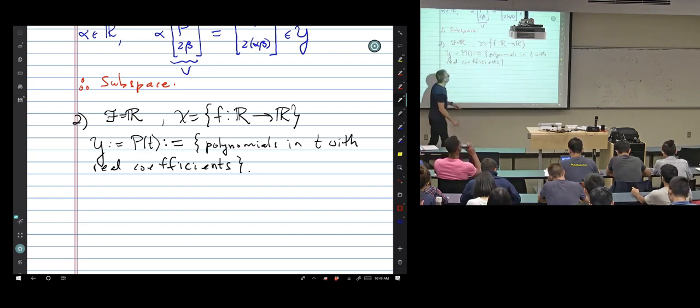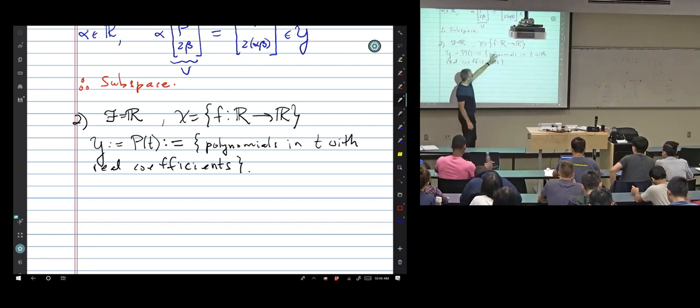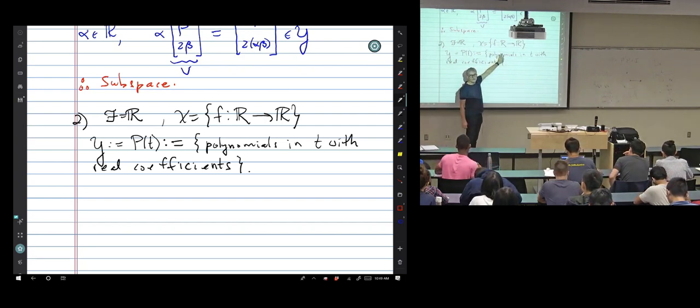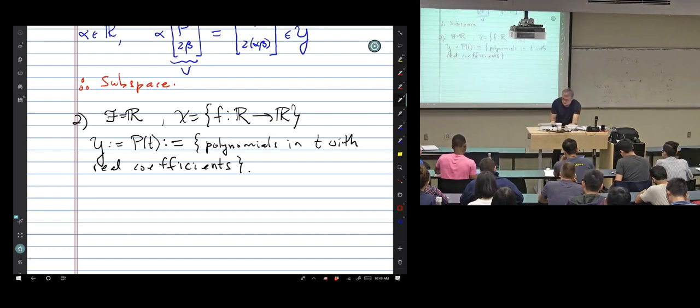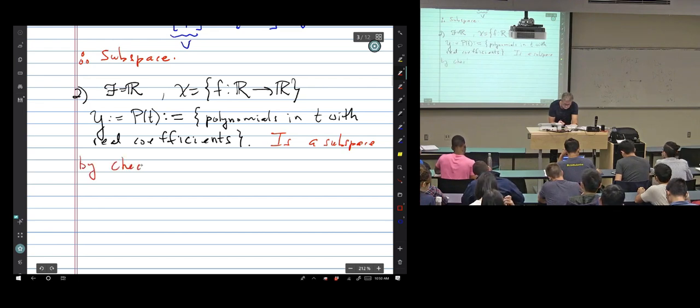Okay, so everybody happy with polynomials being functions? Cool, okay. Now, is this a subspace? Well, if I add two polynomials, do I get a polynomial? Yeah. If I take a polynomial and I multiply it by a scalar, do I get another polynomial? Yes. Okay, so it is a subspace by checking the proposition, okay?